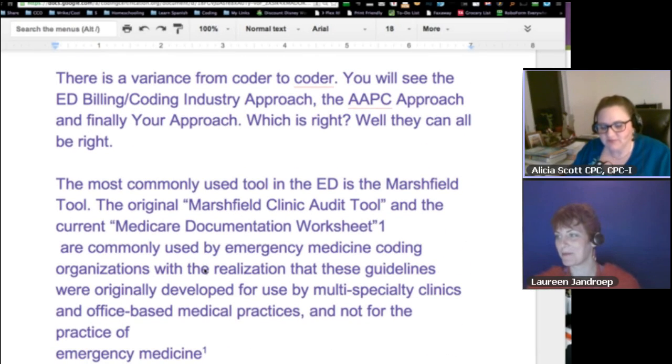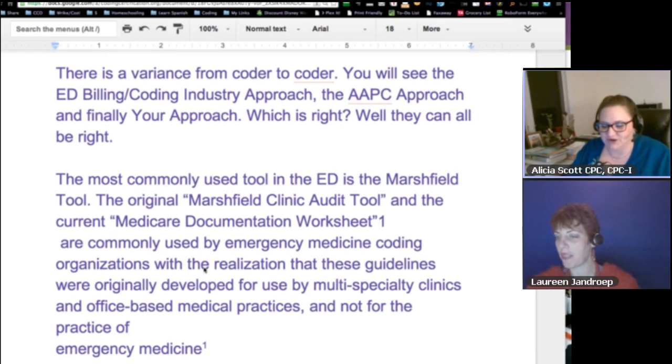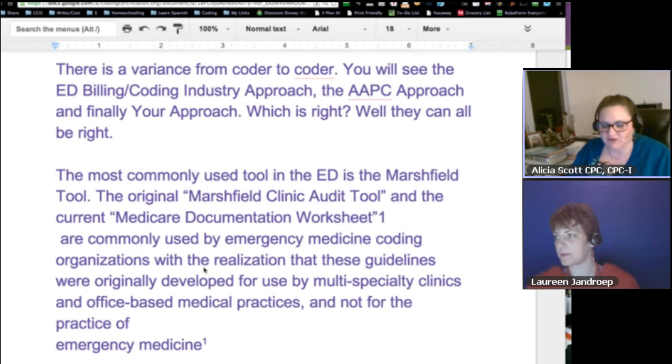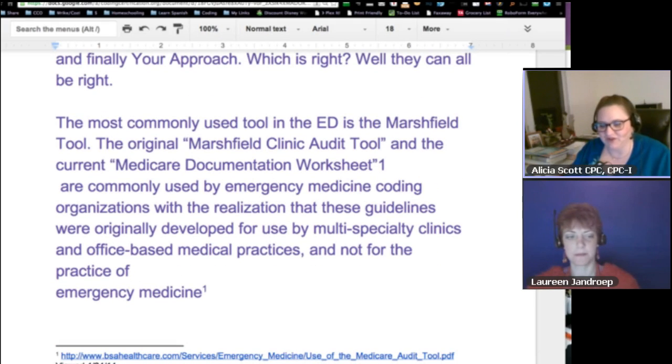Okay, so he kind of made a joke about the Marshfield Clinic audit tool is what everybody uses in the emergency room, but he said, if they're such great coders, then how come they're looking for a coding director or something like that, which was kind of funny. So different organizations use this, but it was developed for multi-specialty clinics and office-based medical practices, not for emergency medicine. That's the problem, because it's not a catch-all for everybody.